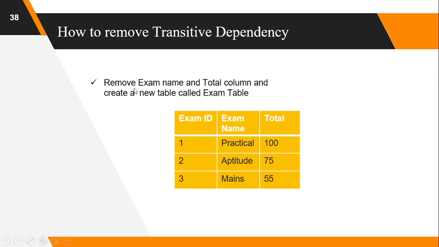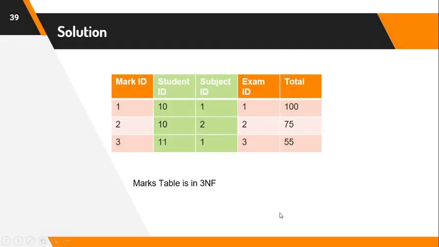Just simply remove exam name and total and make them a new table with exam ID. That's the exam table now. In the exam table we have exam ID, exam name and total. And our final marks table will become mark ID, student ID, subject ID, then exam ID. Now, if you check this table, it is in 3NF. There is no transitive dependency.